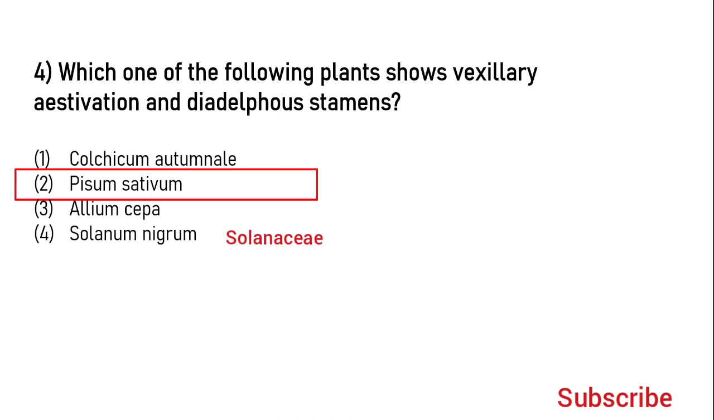So your correct option will be option 2, that is Pisum sativum, your garden pea, which belongs to family Fabaceae. And vexillary aestivation and diadelphous stamens are the characteristic feature of which family? That is family Fabaceae. So your correct option will be option 2.